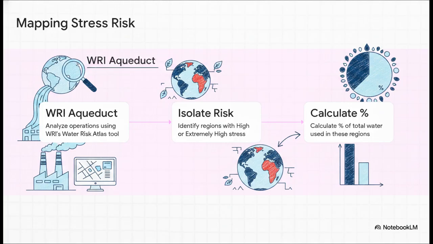You have to report exactly where that water is being used. To satisfy the standard, entities have to analyze all of their operations using a very specific tool, the World Resources Institute's Water Risk Atlas tool, which is commonly known as Aqueduct. Basically, you run your operational locations through this tool, isolate the regions facing specific levels of baseline water stress, and then you calculate exactly what percentage of your total withdrawn and consumed water is happening in those fragile, stressed areas.